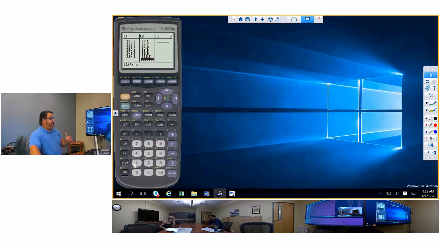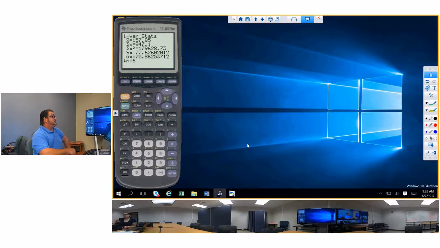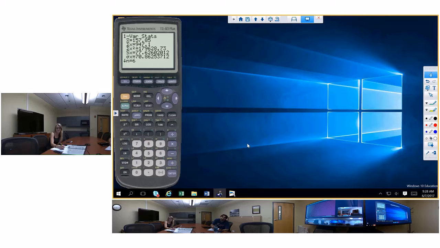So go to Stat, Calculate, First Variable Statistic, and then type in Second, L1, and Enter. Look at that. Easy. X bar is 157.9. Okay, remember SX. SX is your standard deviation.